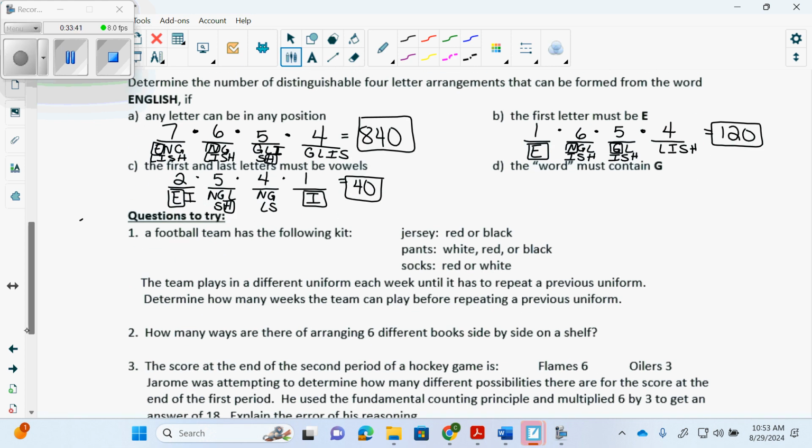Now D says must contain G. Does it say where G needs to be? So G could be in the first blank, or, what do I do when I say or? Add. Or it could be in the second blank. I have to do a case where it's in the second blank. Or it could be in the third blank. Or it could be in the fourth blank.